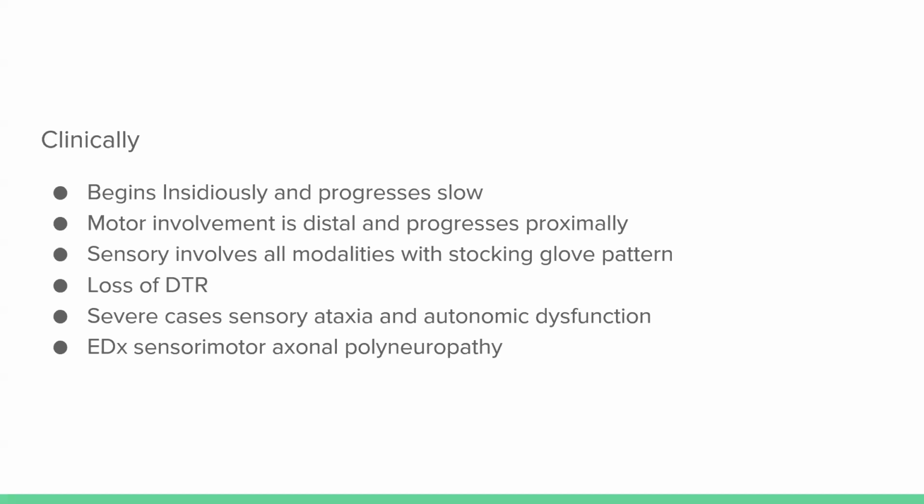Sensory involvement, it involves all modalities. Deep tendon reflex may be lost. They will have sensory ataxia, and it may be coupled with cerebellar ataxia, and autonomic dysfunction may be seen in very severe cases. Electrodiagnostic tests show you sensory motor axonal polyneuropathy, which is a bit different from diabetic neuropathy.